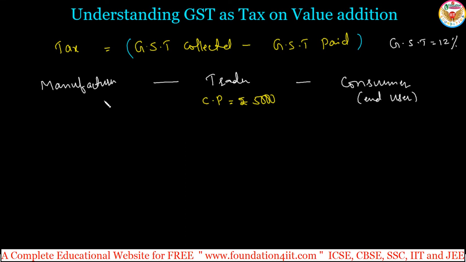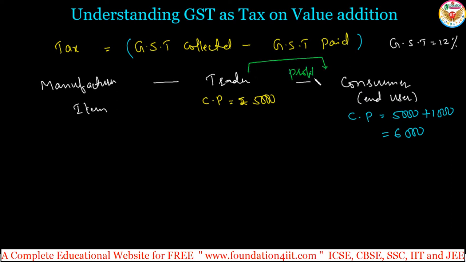The manufacturer made an item and sold it to the trader for 5,000. Next, the trader adds some profit of 1,000 and sells it to the consumer for 6,000. So the consumer's cost price is 5,000 plus 1,000, which is 6,000. The profit is rupees 1,000. So the consumer, or end user, or customer, has a cost price of 6,000.